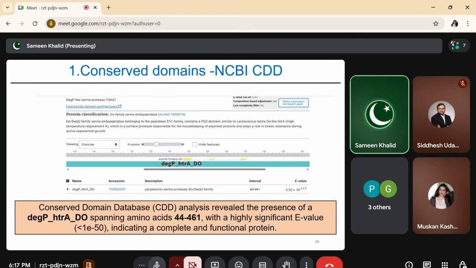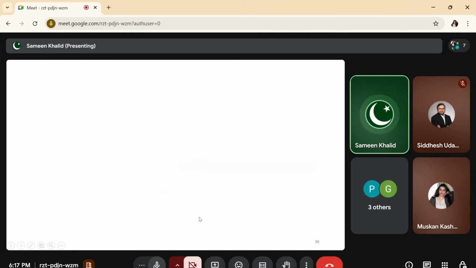in conserved domain database analysis, it was revealed that there is a presence of a DECP HTRA domain which spans from 44 to 461 amino acids with a highly significant E value, indicating that it's a complete and functional protein. In conserved regions, we could not infer which of our protein's amino acids are functional. In this conserved domain section we have finally understood that our amino acids ranging from 44 to 461 are actually responsible for the protein's function.